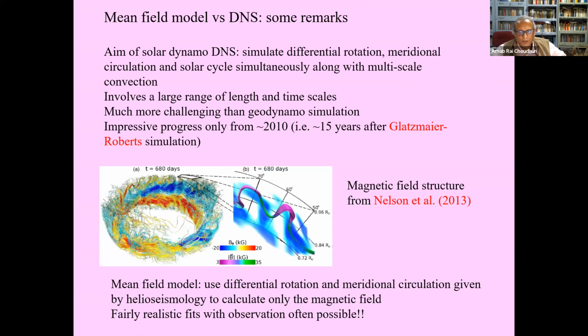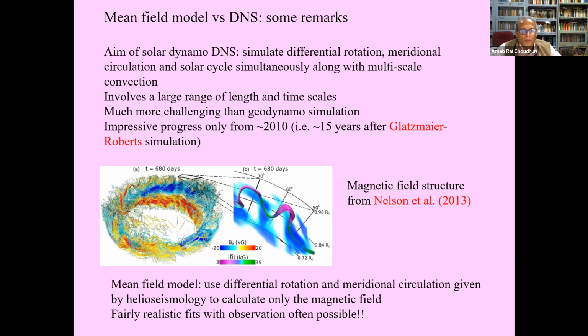We have lots of observational data from helioseismology and other considerations about these large scale flows of differential rotation and meridional circulation. In the usual mean field dynamo model, we do not try to calculate these large scale flows, but we use the data obtained from helioseismology and other sources. By feeding this observational data into our model and calculating only the magnetic field, we are able to produce fairly realistic fields compared with observations, some of which I presented. And that is not possible at all from DNS.